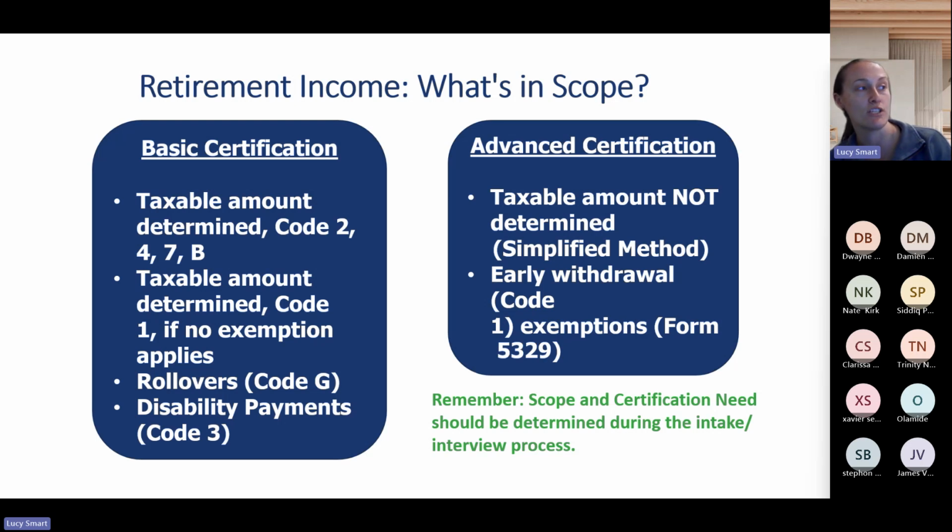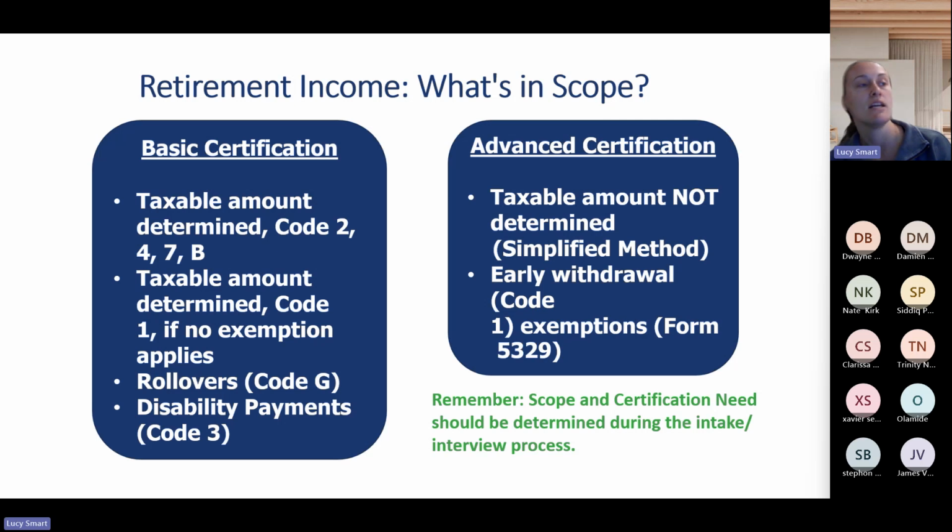On the screen, you can see that if you have a basic certification, you can complete retirement income with the taxable amount determined if it's a code 2, 4, 7, or B. Taxable amount determined if it's a code 1 and no exemption applies. A rollover, which is code G, and a disability payment, which is code 3.